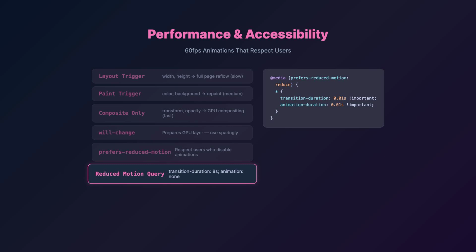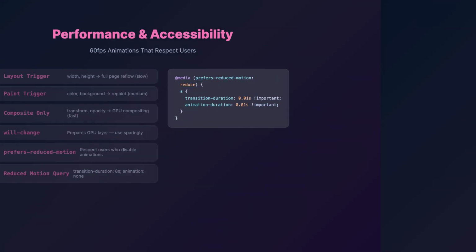Inside this query, disable or simplify animations. Set transition-duration to 0.01 seconds. Set animation-duration to 0.01 seconds. Or remove animations entirely with animation: none. This is not optional, it's an accessibility requirement. Every project should include a reduced motion media query.